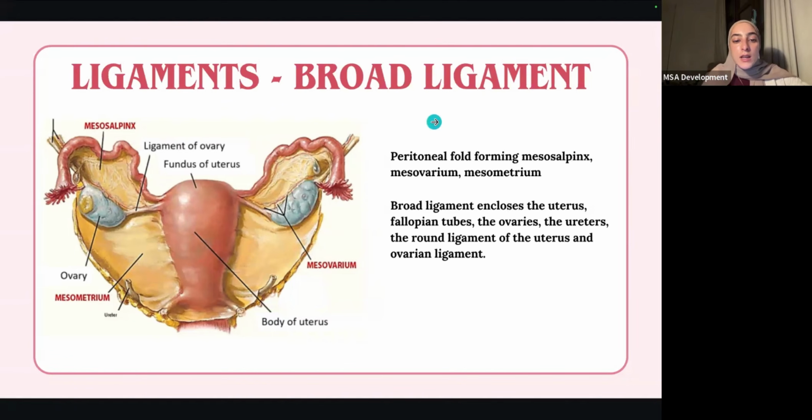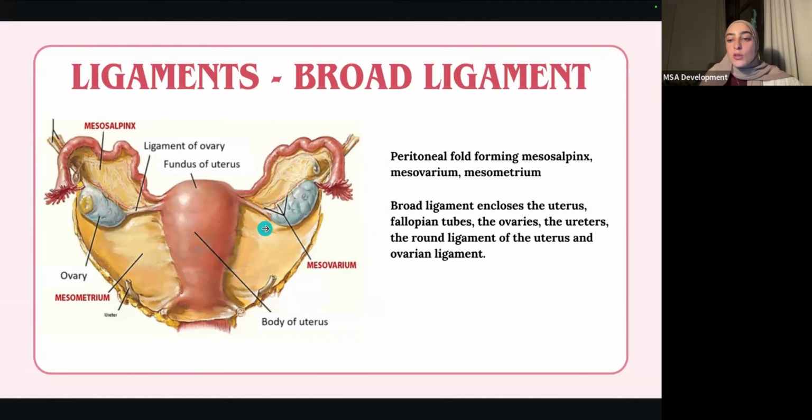The mesosalpinx is where is it? It's right here. It's related to the fallopian tube. The mesovarium is related to the ovaries, and the mesometrium is the remaining part, which is all of this yellow structure. Here on top, the mesosalpinx is related to the fallopian tube, and salpinx is another, I don't know what language, maybe Greek, for fallopian tube. The mesovarium is related to the ovary. It lines the ovaries, and the mesometrium is the rest of it.